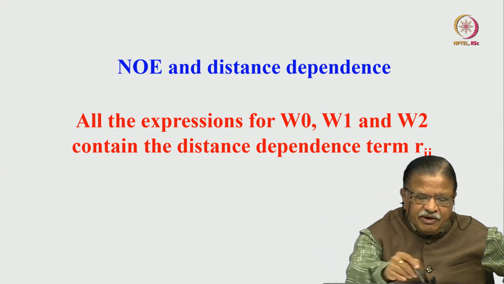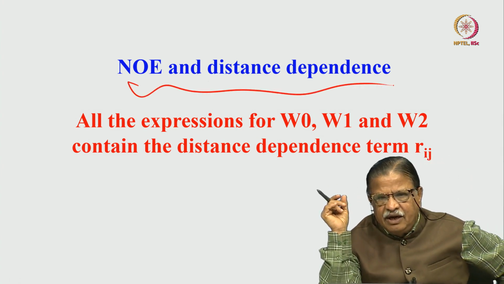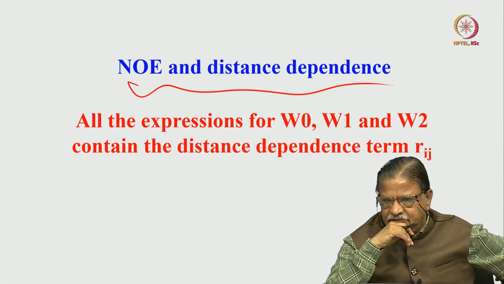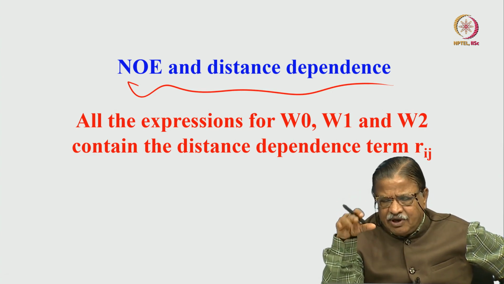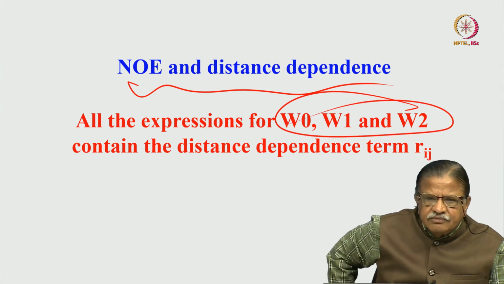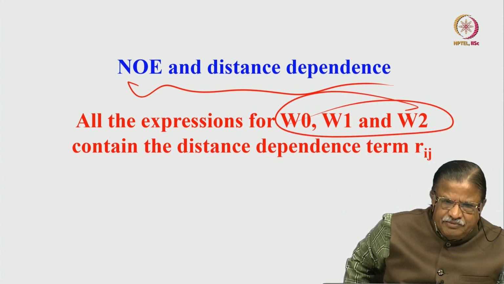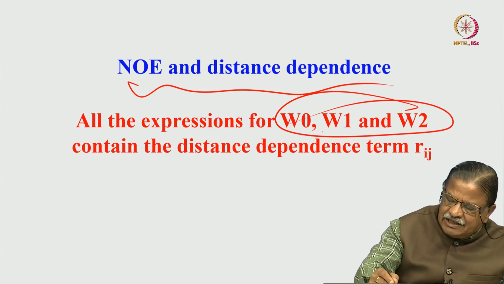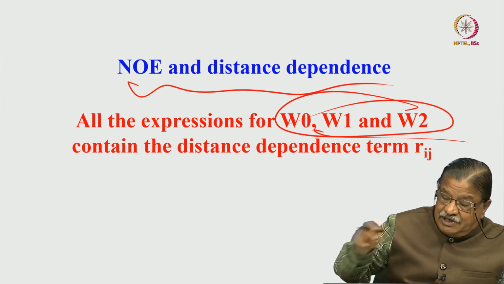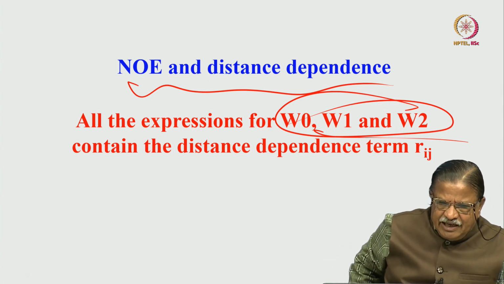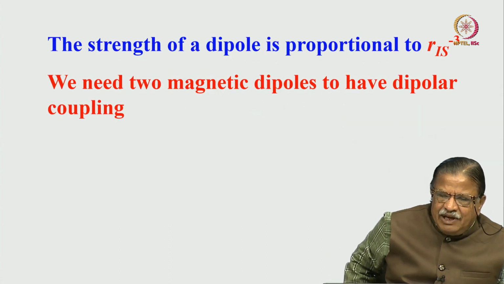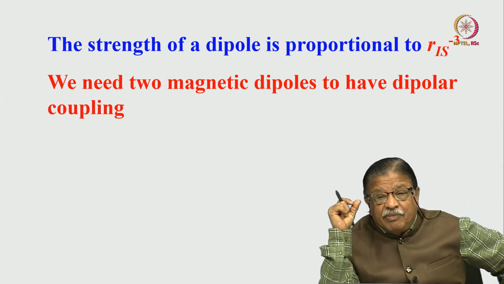So we have to use the enhancement in the NOE to arrive at the distance information. How are they dependent on the distance? Previously I told you it is 1 over Rij to the power of 6. Let us see that. We know the expressions for omega 0, omega 1, W0, W1 and W2. Here, W0, W1 and W2 are transition probabilities. They all contain Rij information, as I showed you in the previous slide. They are all in the denominator, Rij to the power of 6.